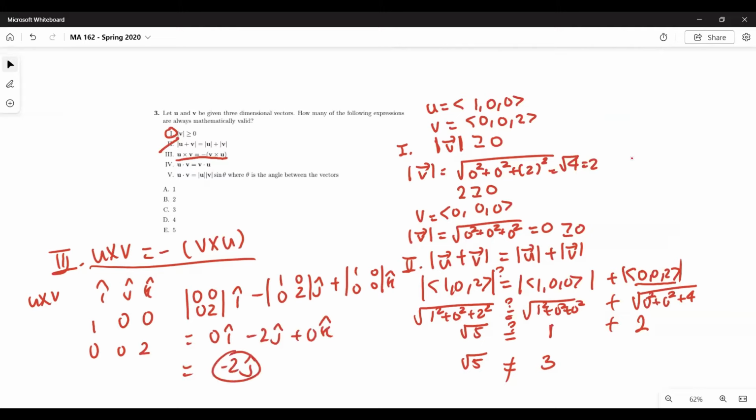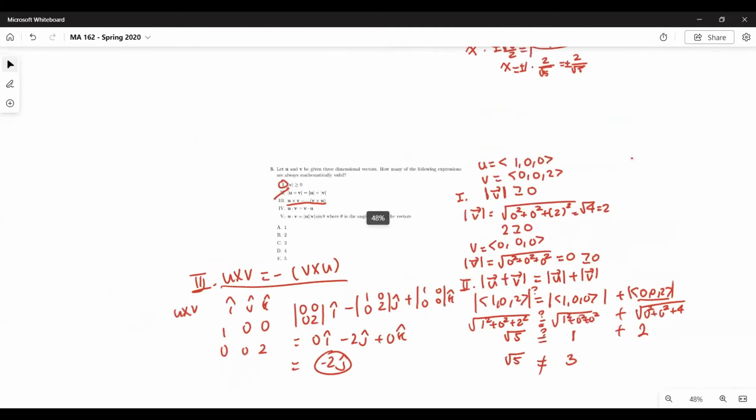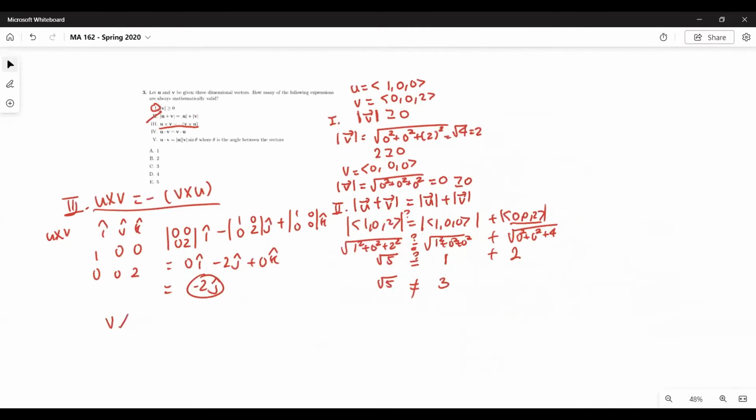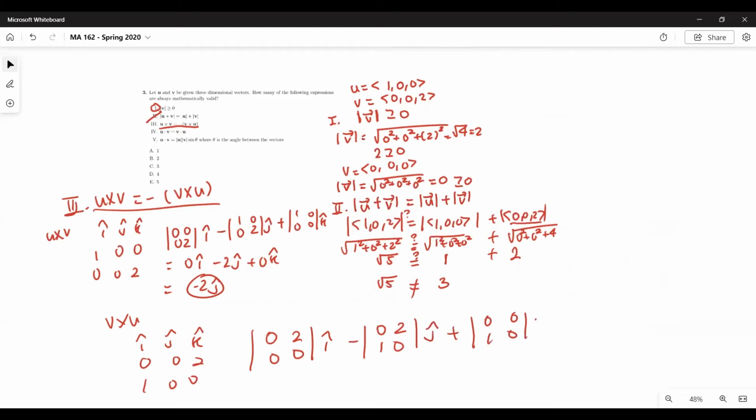Okay, let's do b cross u. So b cross u, i, j, k, and b is 0, 0, 2, and u is 1, 0, 0. So if you do the cross multiplication, this becomes 0i minus (0·0 − 2·1) j plus 0k. This one becomes 0i, and this one becomes negative 2, and with the negative sign in front it becomes positive 2j, and this becomes 0k.